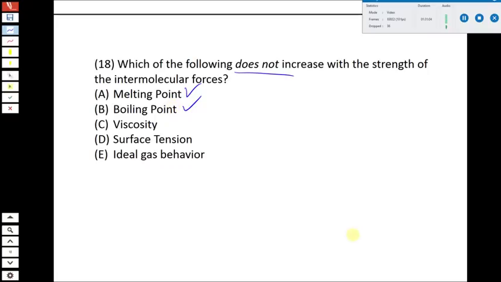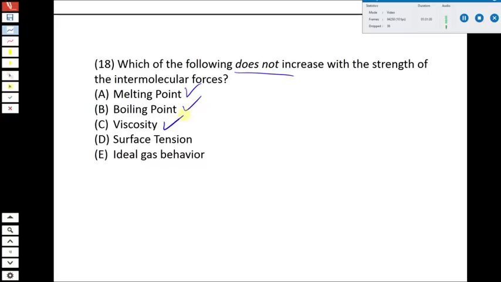If we go to the next one, which is viscosity, the definition of viscosity is resistance to flow. It's basically how thick a liquid is when you try to pour it. Viscosity also increases with intermolecular forces. Compounds with strong intermolecular forces tend to be very thick liquids. Compounds with weak intermolecular forces tend to be very thin, runny liquids. So this one also increases with increasing IMFs.